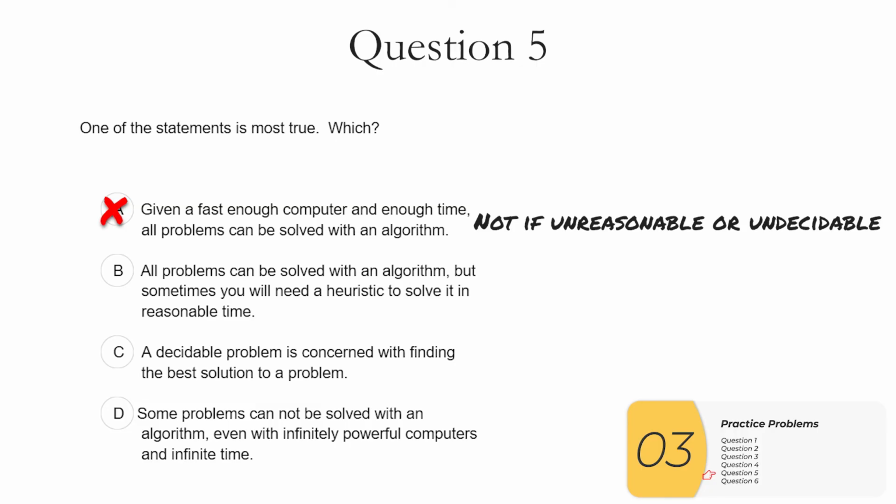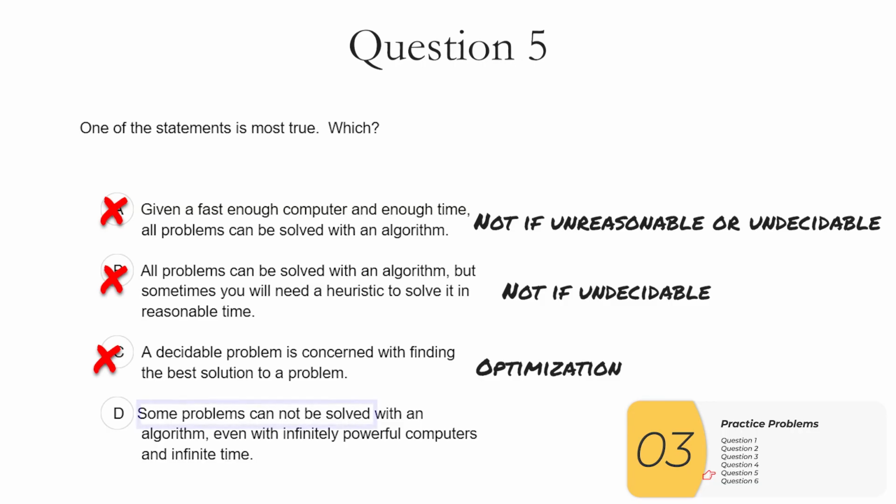B, all problems can be solved with an algorithm. Right away, we know that's not true because of the concept of undecidable problems. C, a decidable problem is concerned with finding the best solution to a problem. No, decidable problems are about yes and no. Finding the best solution is an optimization problem. D, some problems cannot be solved with an algorithm, even with infinitely powerful computers and infinite time. So we see the phrase one more time, some problems cannot be solved. Right away in your head, you think undecidable problems. And that's what we're looking for here. This is true. The answer is D.